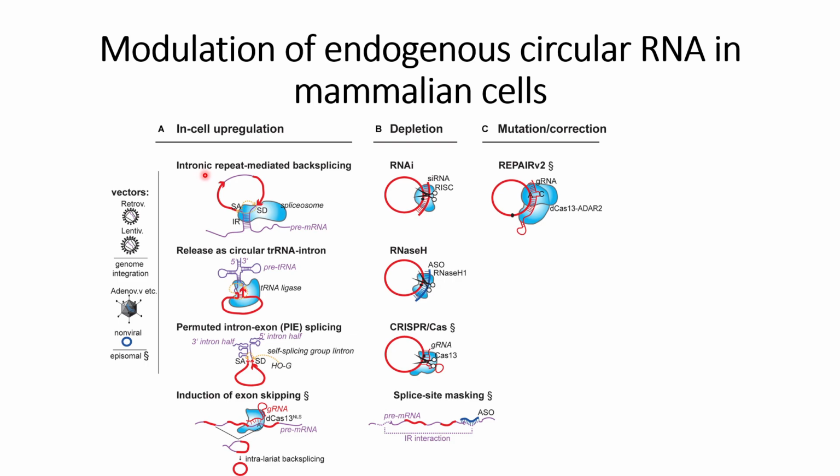The first one is intronic repeat mediated back splicing, or in simpler terms, co-transcriptional back splicing. Back splicing will occur at the time of transcription. This is how it happens: the pre-mRNA is being transcribed, and at the same time a bond forms between two parts of the pre-mRNA through the spliceosome.